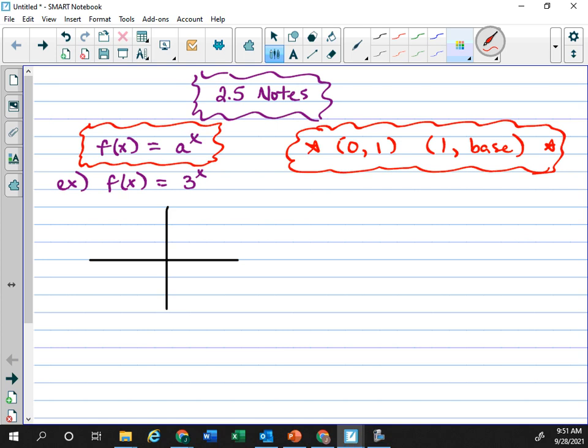So for the one I gave you, f of x equals 3 to the x, I'm going to start with 0, 1, put a dot, and then 1, 3. Two points doesn't really look like enough, but I promise it is, once you get to know the shape.